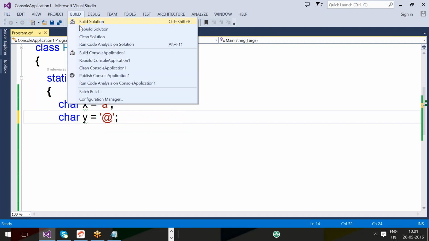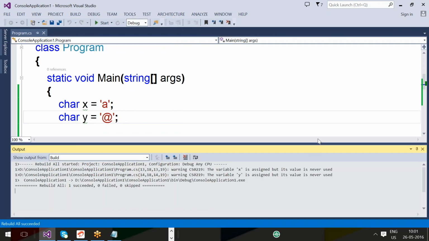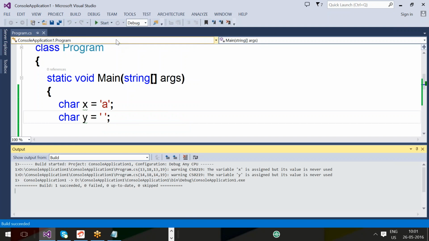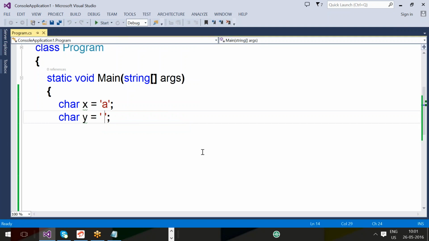Yes, you can have numerical, alphabets or special characters. What about space? Yes, sir, we don't have any problem. Anything within the single quotes, but single.